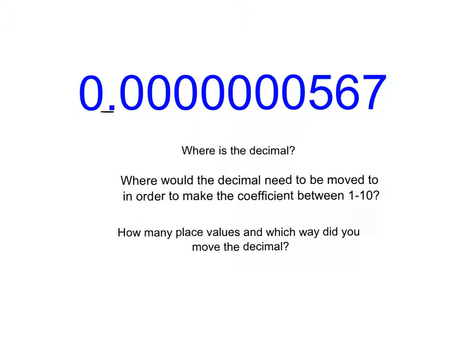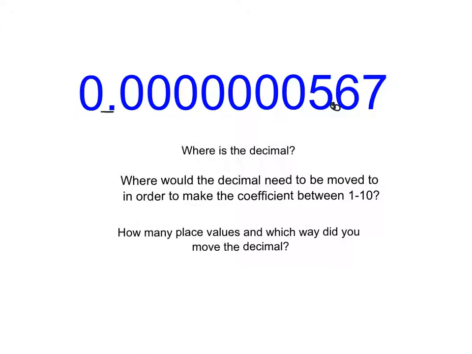Where would it need to be? If I'm going to have a number between 1 and 9.99999, it would need to be right there between the 5 and the 6, turning my number from this really, really small decimal into 5.67.